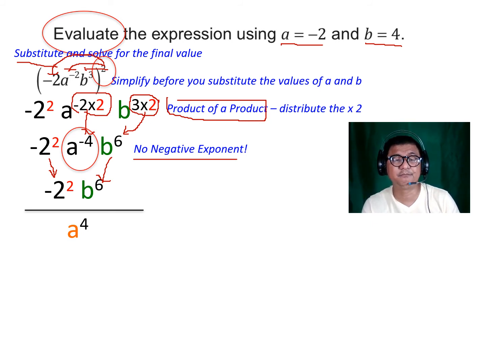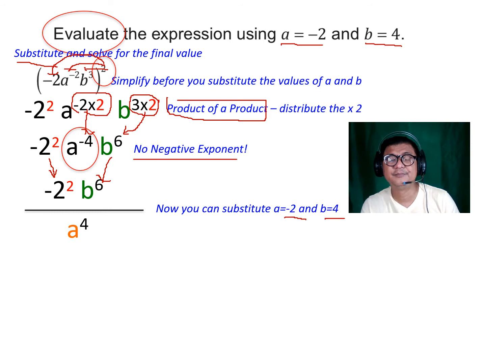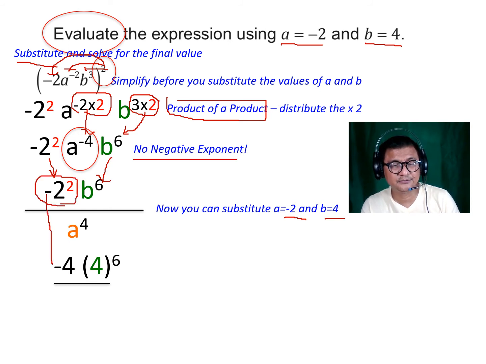So instead of writing B, let's now plug in the 4. Instead of writing A, let's now write the negative 2. So let me rewrite that. Oh, but by the way, this one you can already solve. The negative, there is no parenthesis, therefore the negative just stays there. This 2 squared is a 4. Okay, so that's a negative 4. Now, instead of writing B, we said it's going to be a 4 to the 6. Instead of writing A, the value of A is negative 2. So negative 2 to the 4th power.